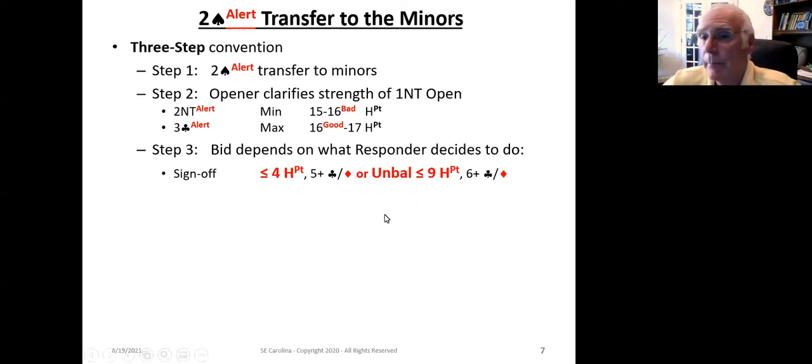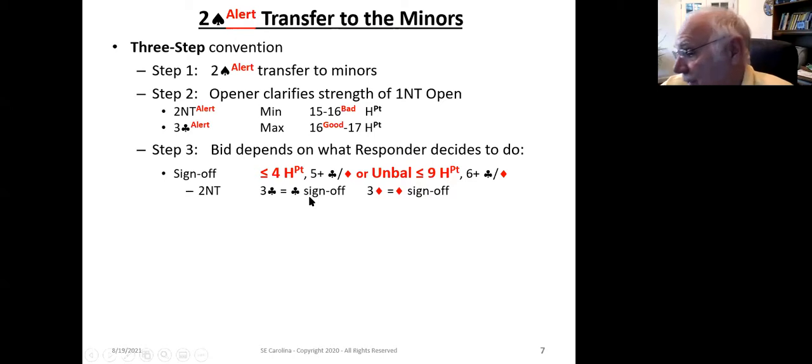We'll talk about that. But what we're going to do, if you want to sign off in one of the minors after your partner bids 2 no trump showing a minimum, if clubs is the suit you want to sign off in, you bid 3 clubs. If diamonds is the suit you want to sign off in, you bid 3 diamonds. Both of those, your partner's going to pass. They're going to go, aha, my partner's got 5 plus clubs or 5 plus diamonds, and has less than game forcing points. Therefore, they're going to pass. They're going to recognize that as a sign off and let that contract stand.